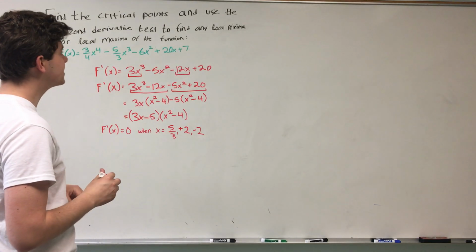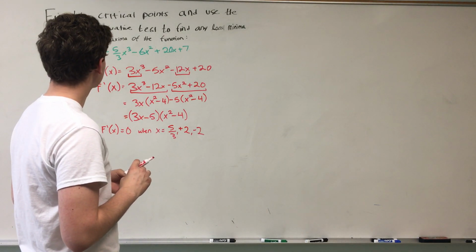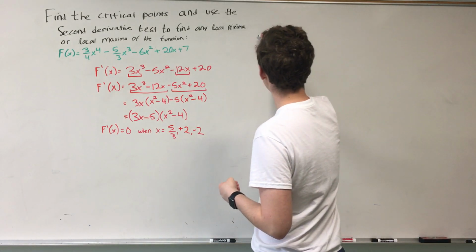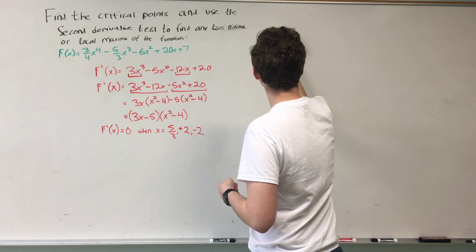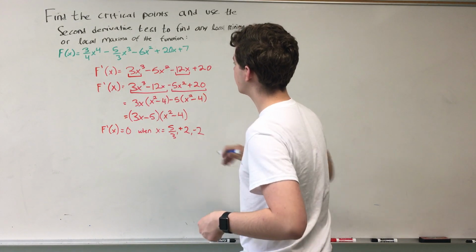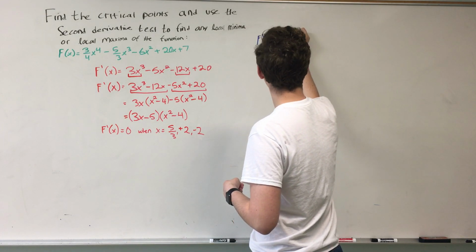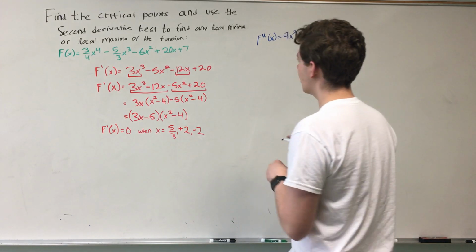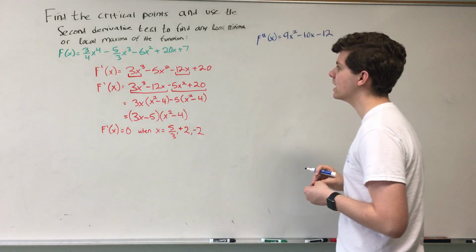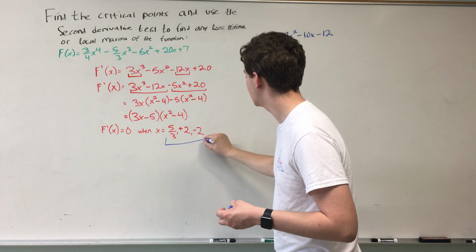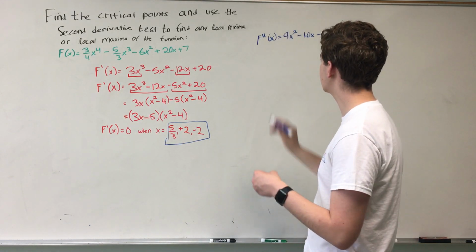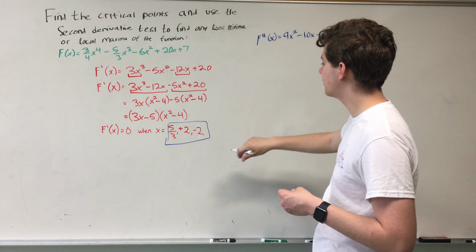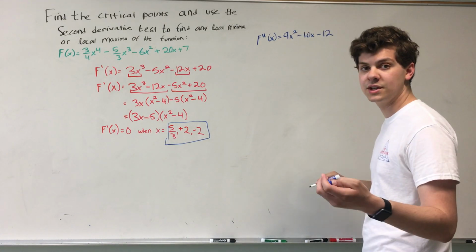And then the question asks us to use the second derivative test to find any local minima or local maxima of the function. So of course we'll need to calculate our second derivative. So we'll say f double prime of x equals, so just take the first derivative of the first derivative here. So we get, let's see, 9x squared minus 10x minus 12. And so the second derivative test, which you've learned about in class, what you'll need to do is to plug in these critical points here into your second derivative, just in for x. And you'll want to take note of the sign that you get for what f double prime of these critical points is. So we'll take a look at that here.